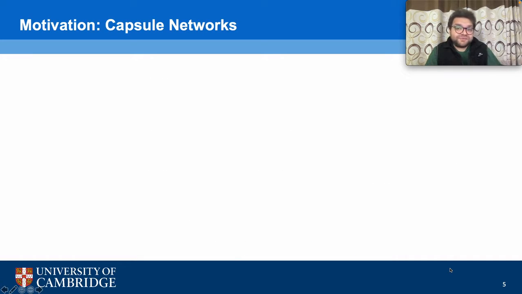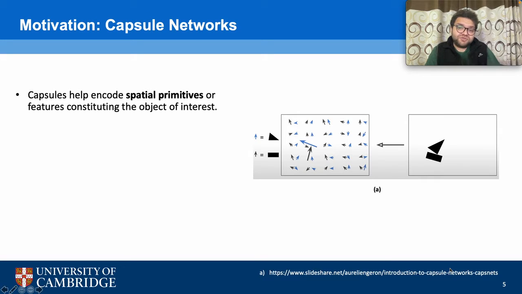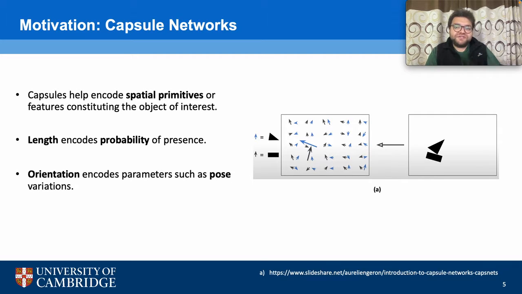For this, we look at capsule networks for inspiration. The capsule networks, as proposed originally by Sabour et al., focus on encoding local spatial relationships as feature primitives for the object of interest. Each learned feature primitive is represented by its length, encoding the probability of occurrence for that particular object, as well as other encoded features such as pose, orientation, size, etc.